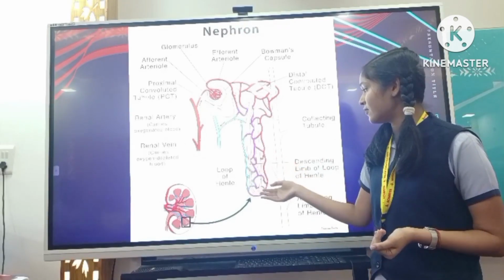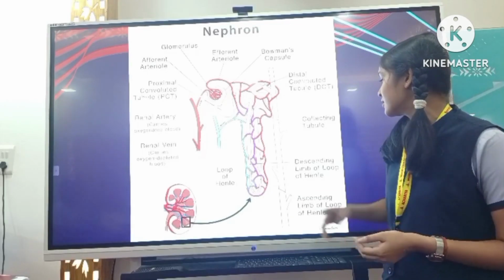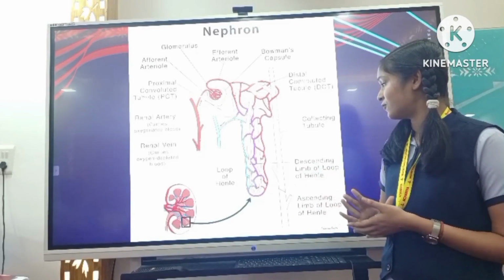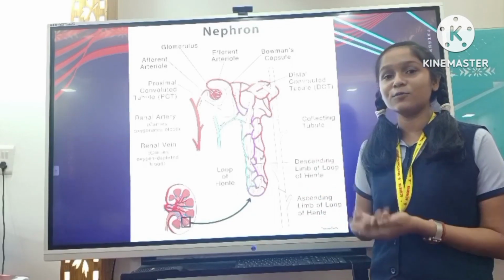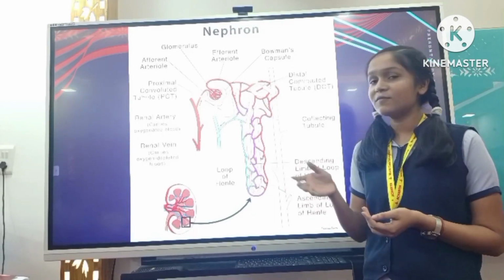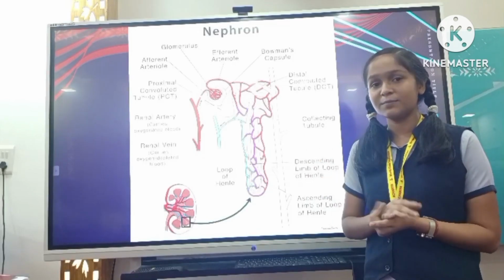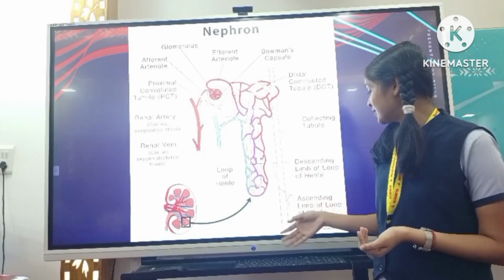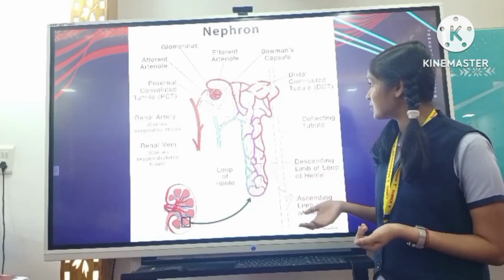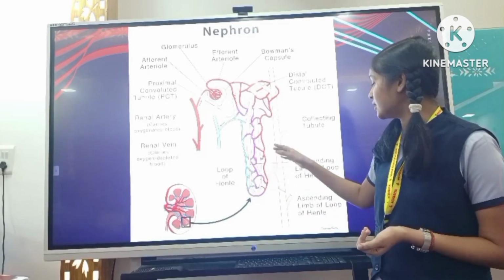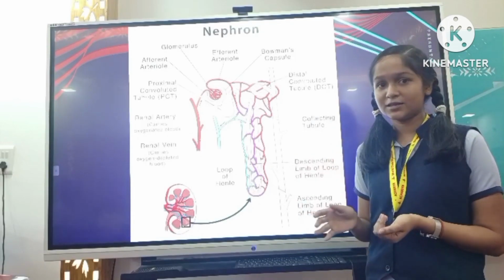Next we have the loop of Henle, which consists of two parts. The first is the descending limb of the loop of Henle, and the second is the ascending limb. The descending limb is thin and permeable to water, whereas the ascending limb is thick and impermeable to water. Next we have the distal convoluted tubule. It connects the ascending limb to the collecting duct.